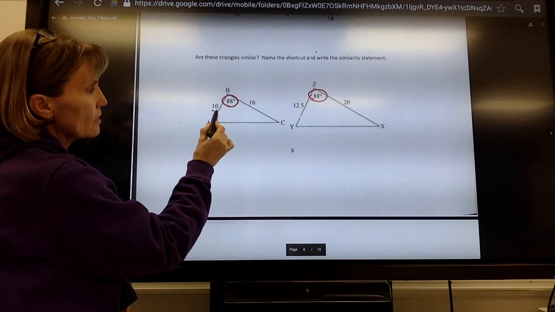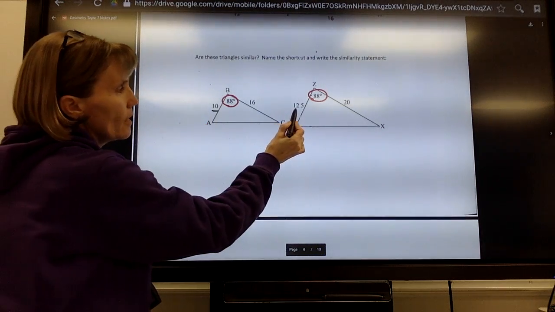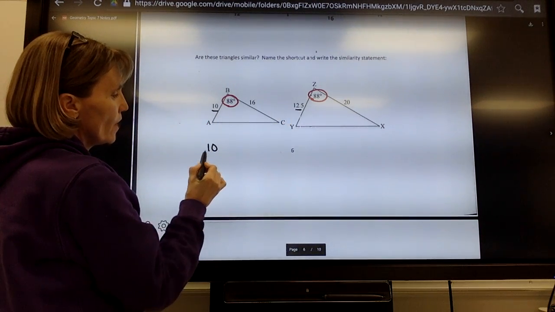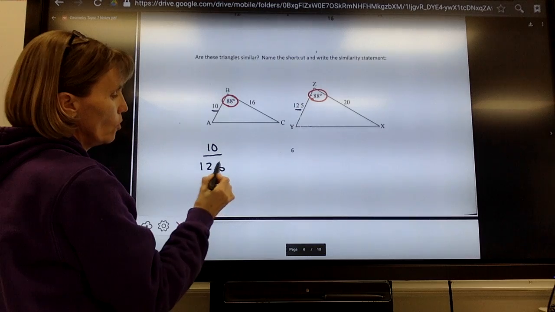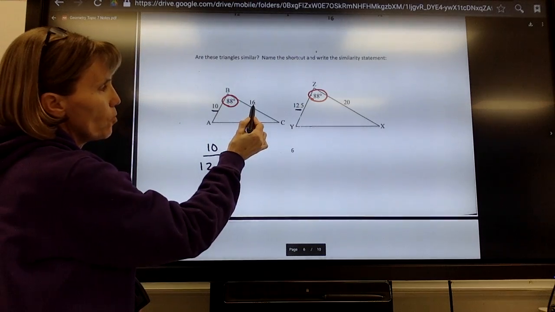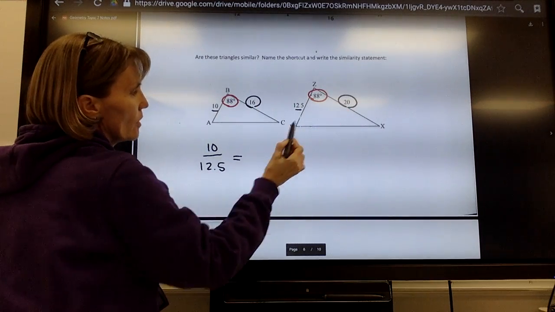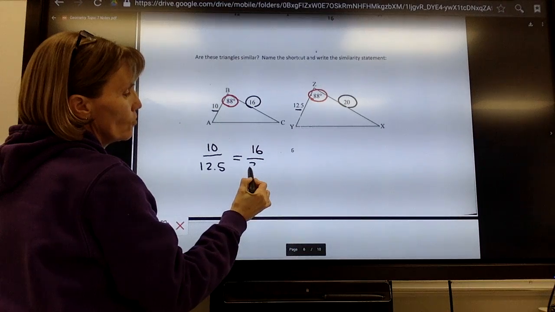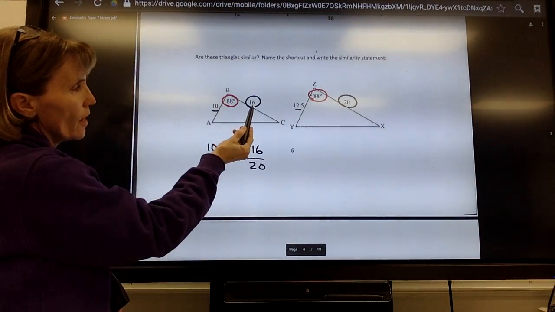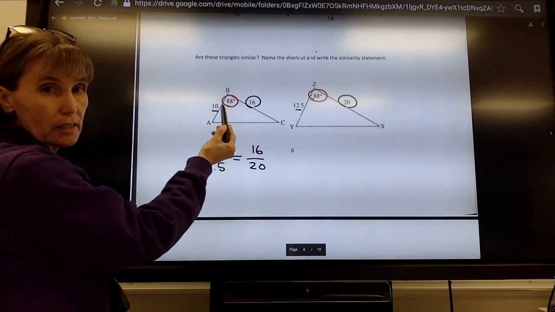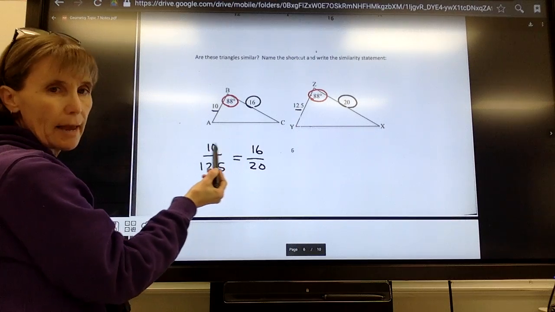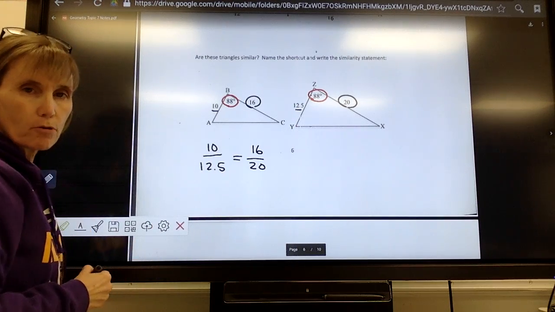Okay, I do have to test the sides. This side 10 and this side 12.5. That proportion, that ratio, has to be in the same proportion as the other set of sides. I'd say 16 over 20. Again, these two sides, 10 and 16, are coming out of the same triangle. They need to be in the same place in the proportion.